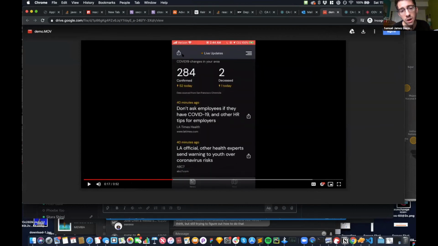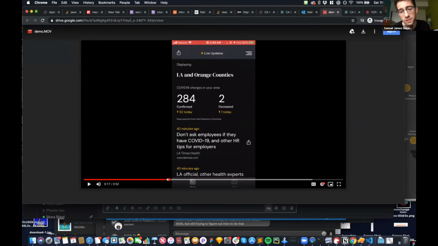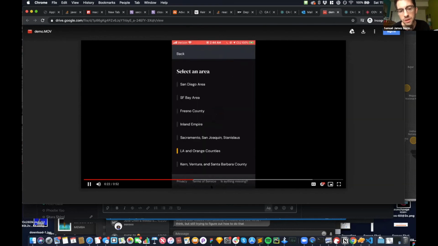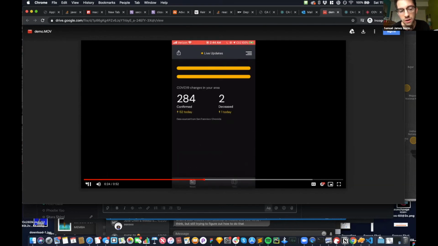Once you're here, this is, for example, your county. You can see, this was about 2 weeks ago, but in this example, 284 confirmed cases, up by 52. And then here's a set of reputable local news outlets that we verified on our end that we're displaying to you for key local updates within your area. And if you're curious, you can look around other areas as well.